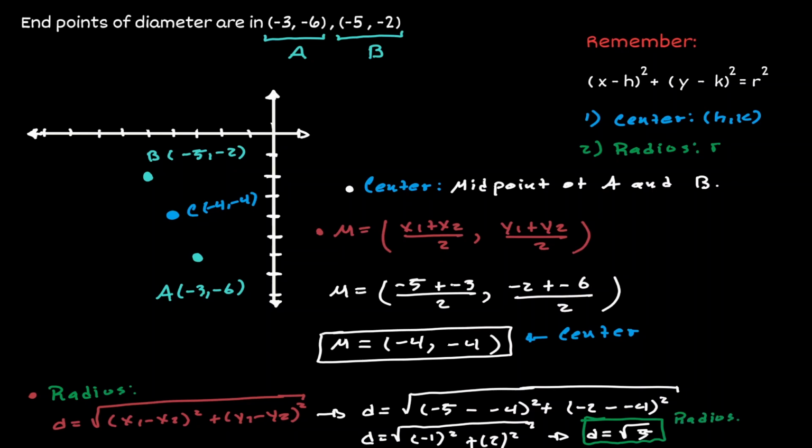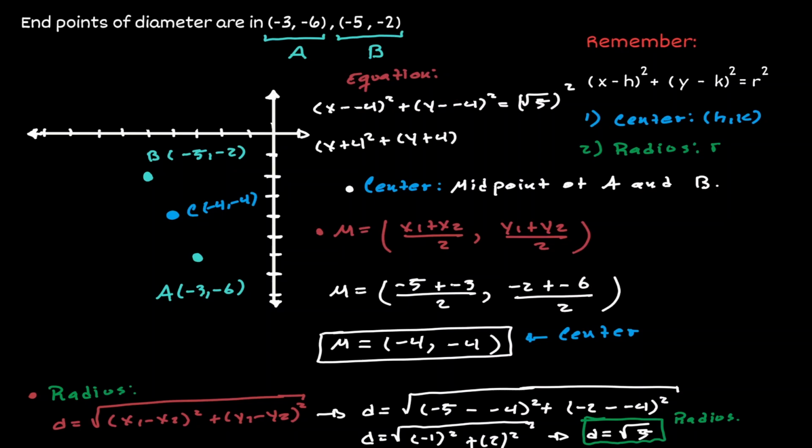And now that we have all this information, let's plug it in to our formula. We're going to let h have a value of -4. We're going to let k have a value of -4 as well. And we're going to let r have a value of square root of 5. We can simplify our equation a little bit further. Minus a minus, let's write it as a plus. And minus a minus, let's write it as a plus. And on the right hand side, let's keep it as the square root of 5 squared.